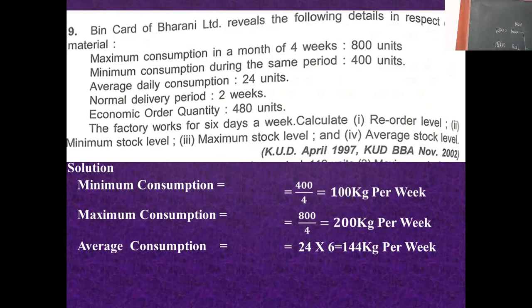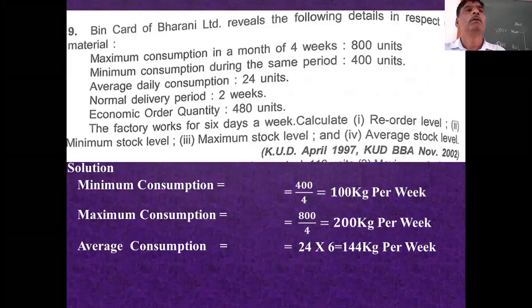Okay. I know multiples of 12. You divide by 2. 24 divide by 2, 12. And multiply by 2. Okay. 12 into 12, 144. Okay. This is the shortcut way of calculation. Clear? This is the important point in this problem.